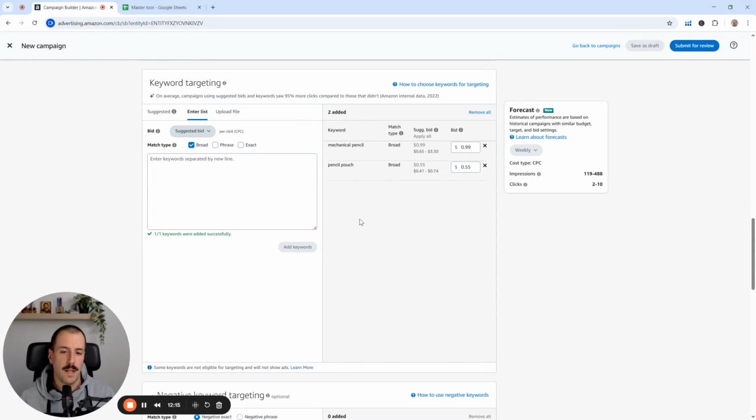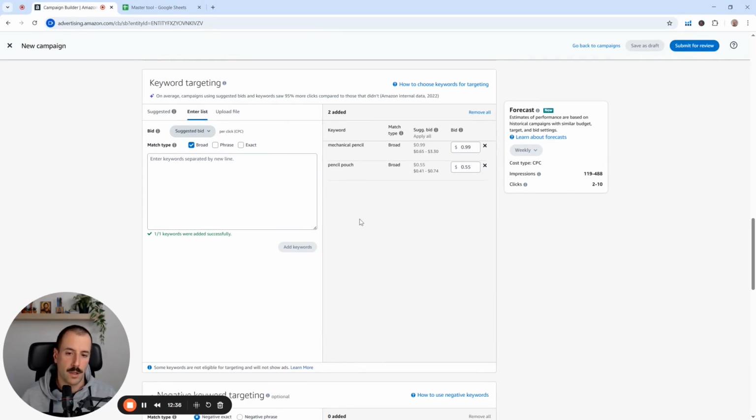So if I get maybe 30 clicks for mechanical pencil and nothing changes, that's the moment when I want to do something with that bid. So it's not about how much time has passed, it's about how many clicks you gathered, how many relevant clicks you gathered.